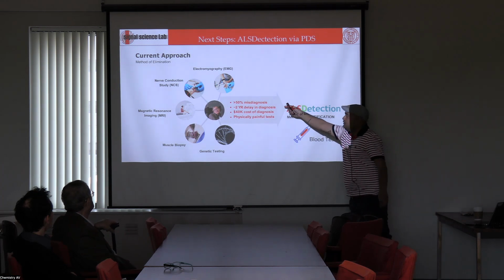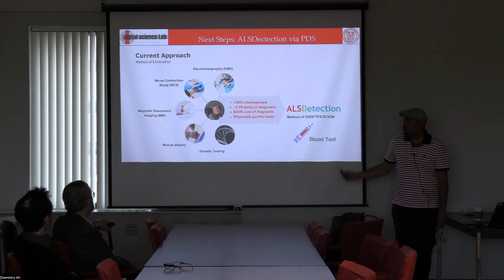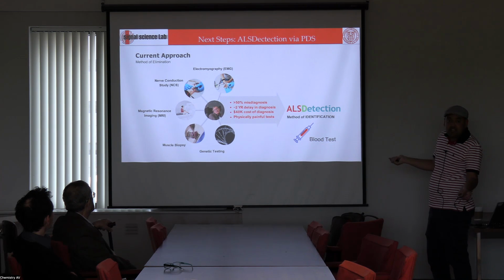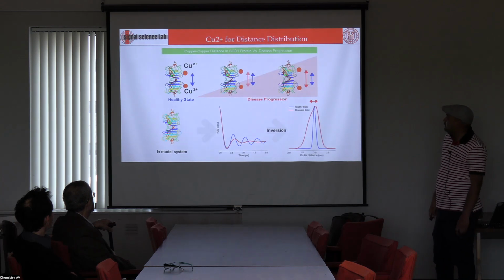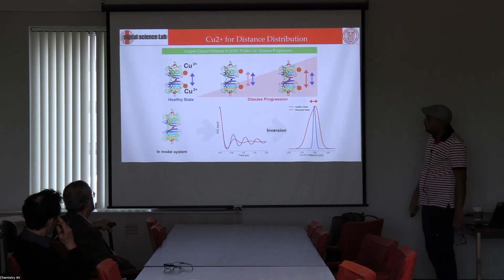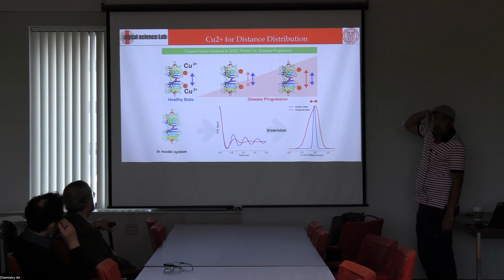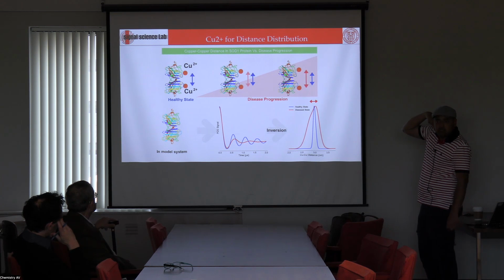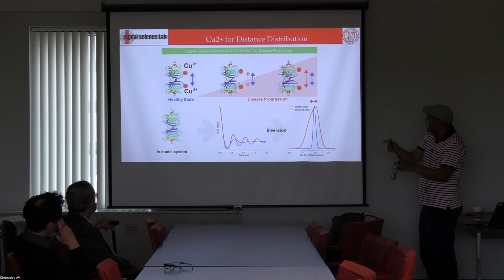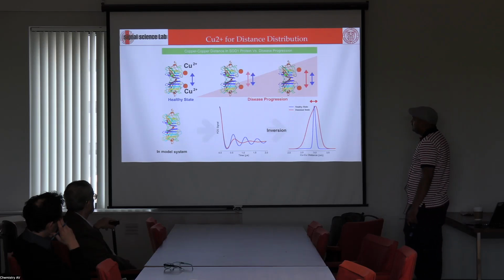And the misdiagnosis is about 50%, and it costs up to 40K. So can we actually have a good method for detecting it? Luckily, we have a copper pair embedded in a biomolecule, SOD, which is found in blood. So if we can detect the distance between the two, it can actually inform us what is a disease state and which is a normal state.